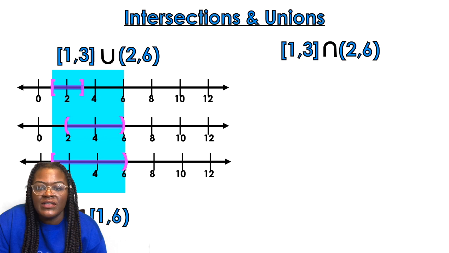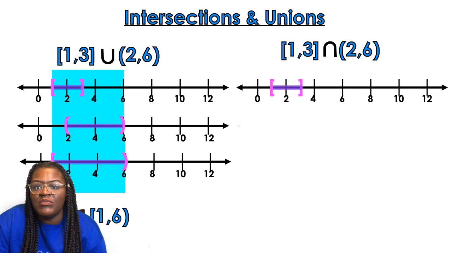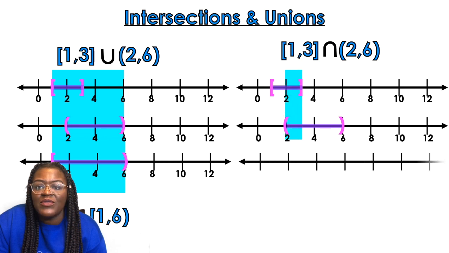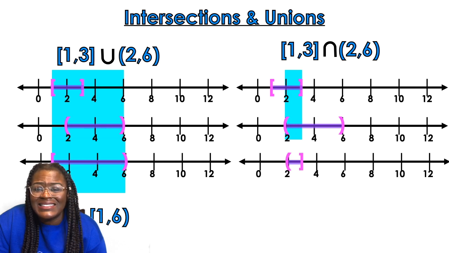If you didn't do the other one yet, pause the video. Okay, you have graph A, you have graph B. Remember, this is the intersection. We're just talking about what we have in common. So what we have in common is right there. On a graph, it would just be from 2 to 3, that's it. And there is a parenthesis on the 2 and a bracket on the 3. So my final answer is parenthesis 2, comma 3, bracket.